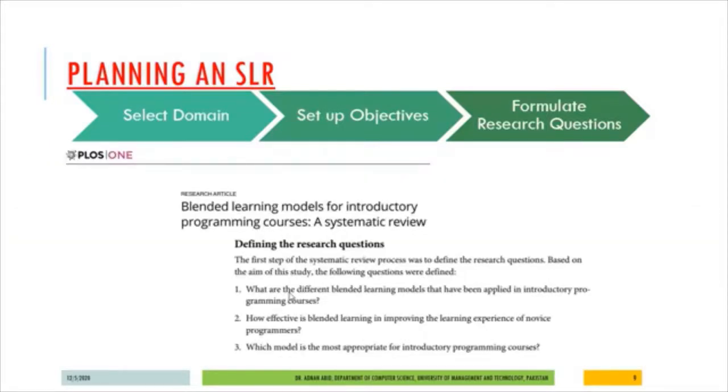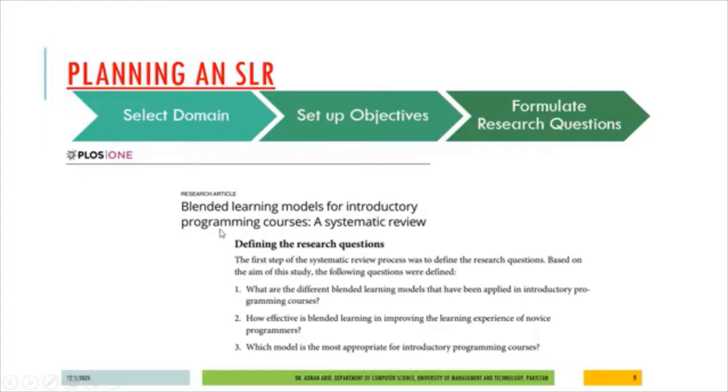So we take yet another example here, and this is from a different area. It is a blended learning model for an introductory programming course. This article was published in the PLOS One journal. Here we can see different research questions, and it is about blended learning for introductory programming courses.